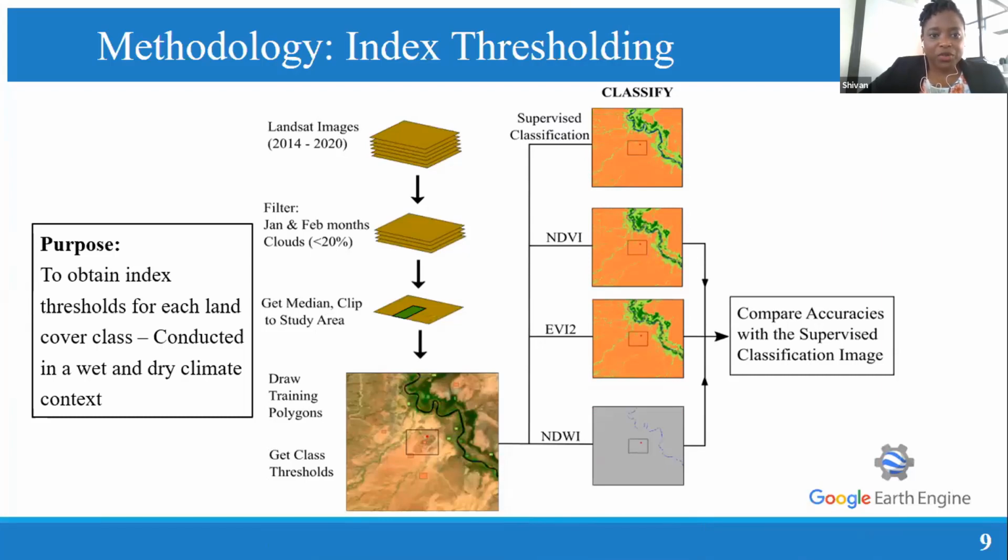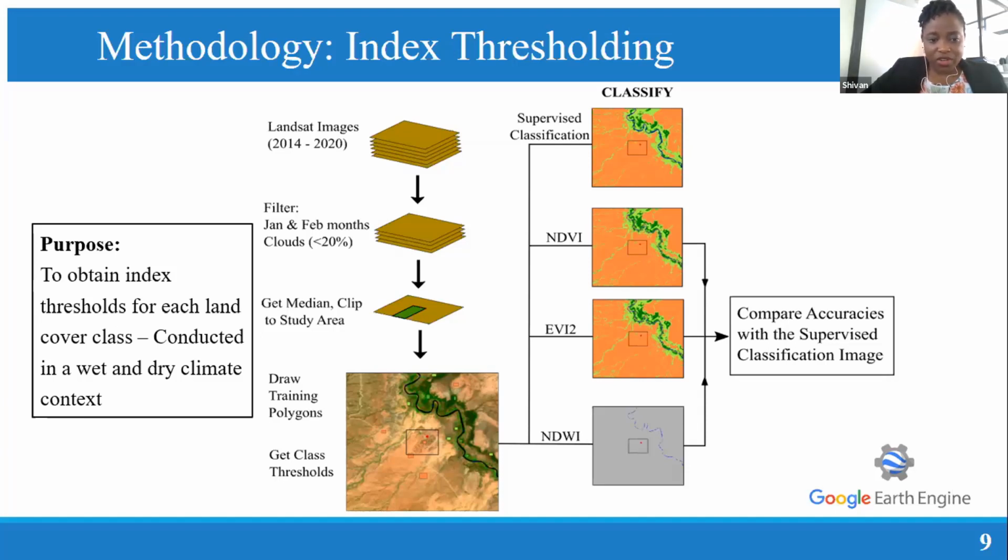It was conducted through the Google Earth Engine platform using JavaScript language. The process followed was obtaining Landsat surface reflectance images from 2014 to 2020, filtering them based on the January and February months and a cloud cover of 20%. I get a median clip to the study area. I draw training polygons for each land cover class, and this was enabled by visually inspecting the images and also using various band composites, like the color infrared and the shortwave infrared composites, that enhance information from each image.